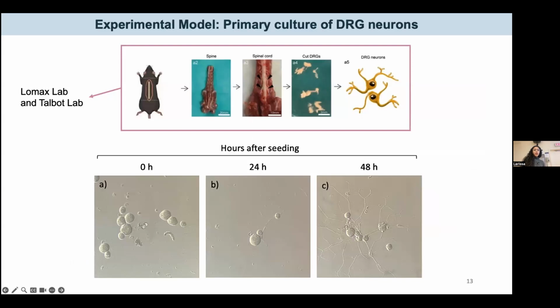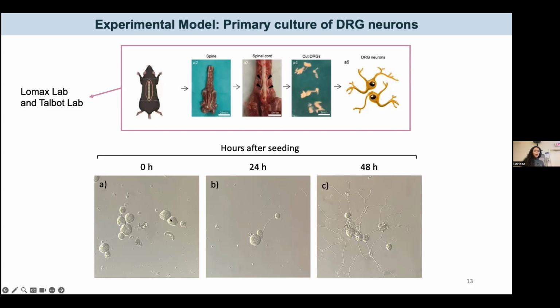Another critical aspect of our experimental model involves the primary culture of DRG neurons. Our first step was to establish a primary culture of these neurons. This involved the extraction and isolation of DRGs from a mouse spinal cord, which was kindly done by students in the Lamaxx and Tablet lab. After isolation, the DRGs were cultured in a plate coated with poly-L-lysine, and we could then observe their progression over time. In this image, you can see what healthy neurons should look like.